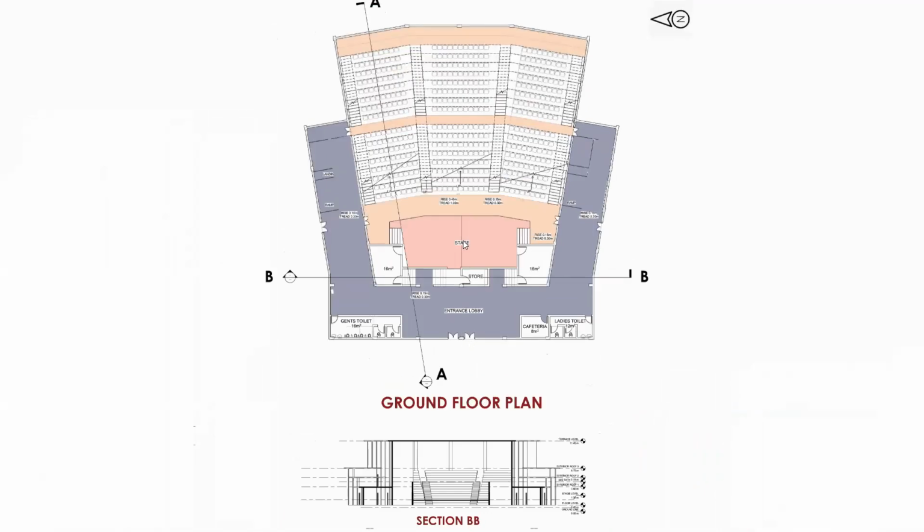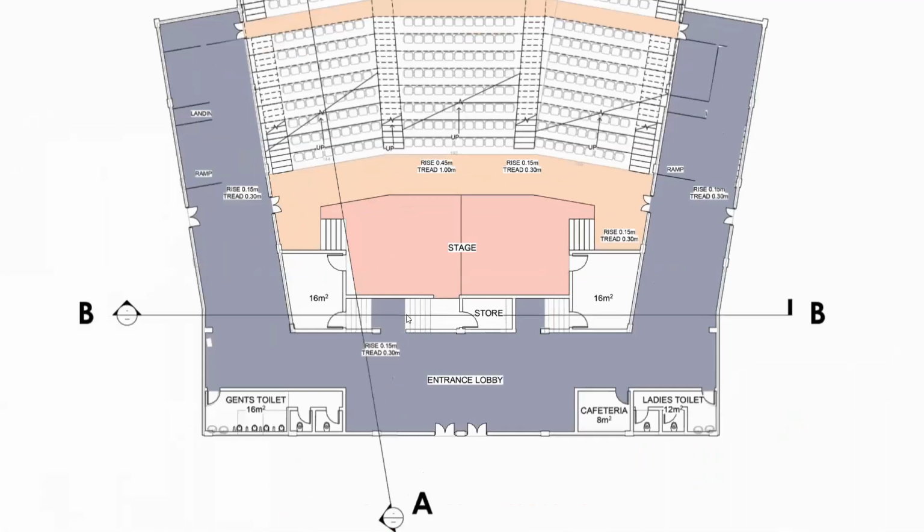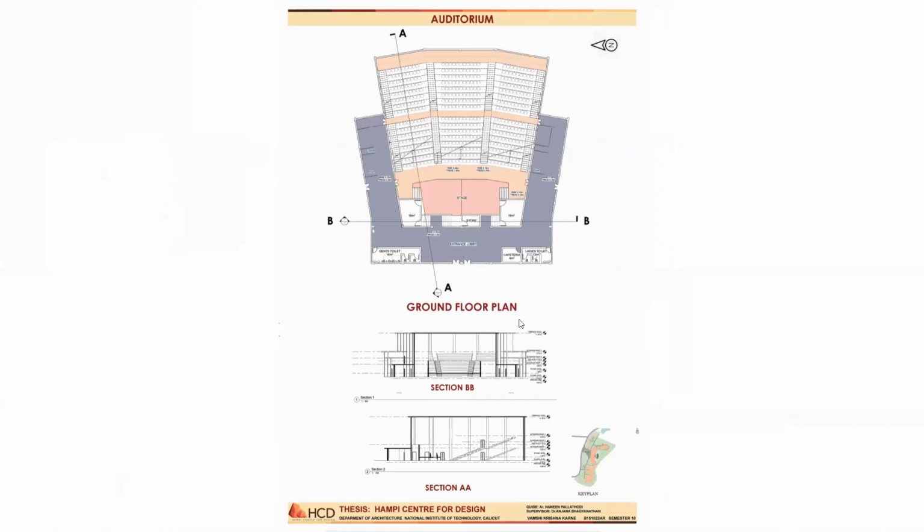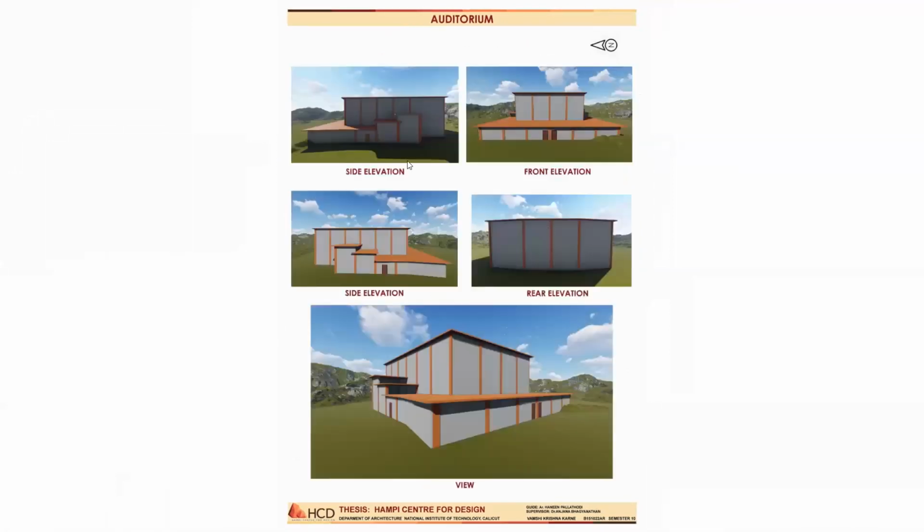This is the main entrance into the auditorium. This is the backstage area, where you can directly shift the things that are required onto the stage from the back, and the audiences can move from the sides, from these side circulation areas. These are the views, side elevation, front and back elevations, and full view of the auditorium.